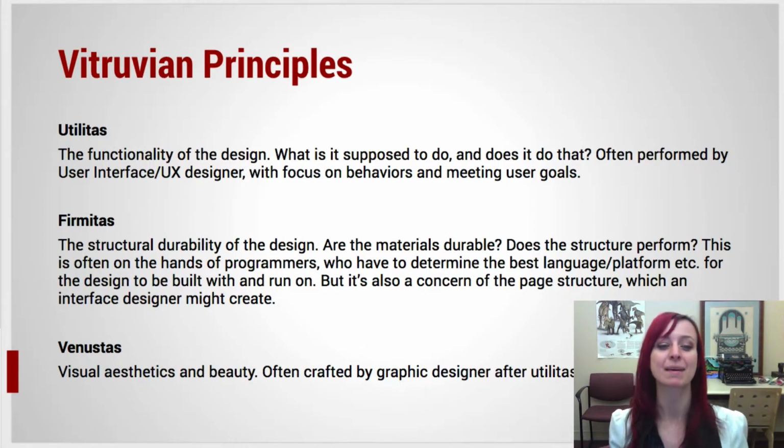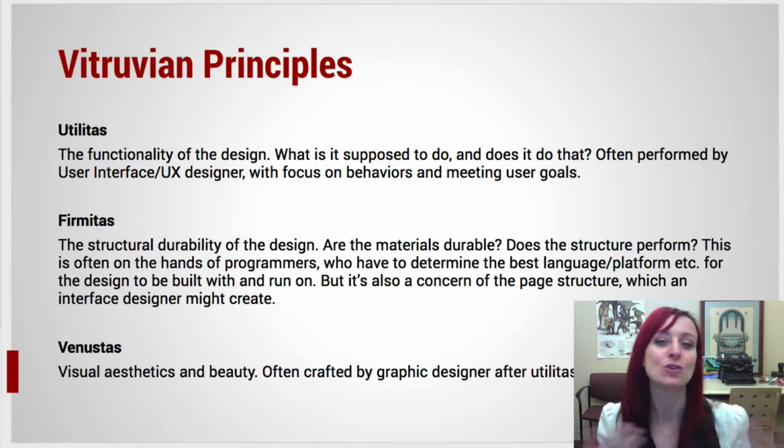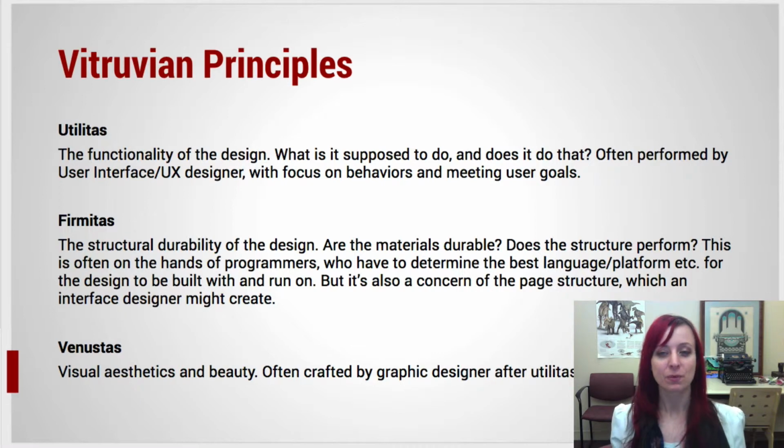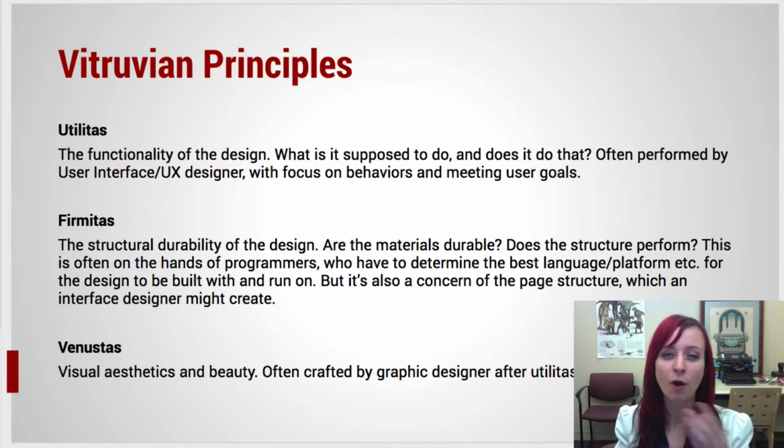So the first is Utilitas, and this is the functionality of a design. And Vitruvius was talking about architecture. What is a building supposed to be for, and can you do that in the building? With a website, that's what is the website supposed to do, and can you do it on the website? This is often performed by the user interface or user experience designer with a focus on how the website behaves and meeting user goals. Firmitas, the structural durability of the design. So are the materials durable? In architecture, this means like, are we using wood or are we using stone here? Does the structure perform?